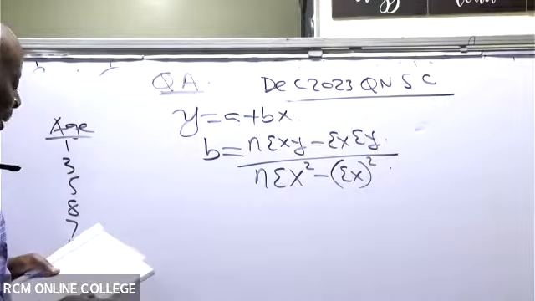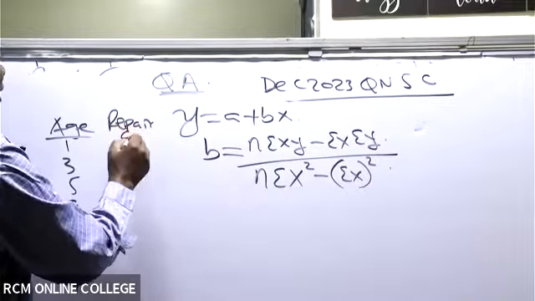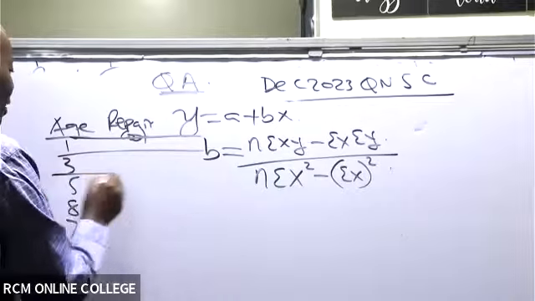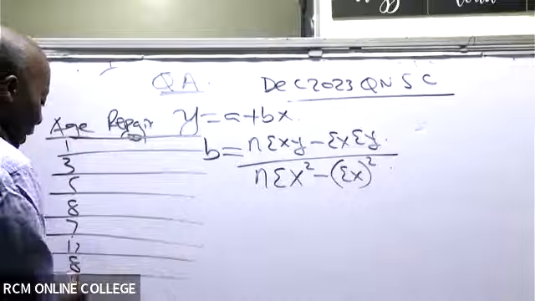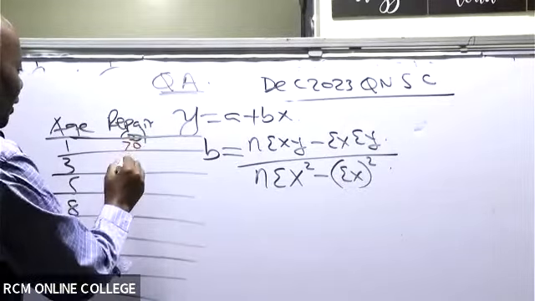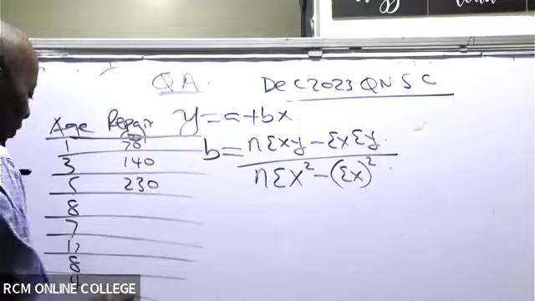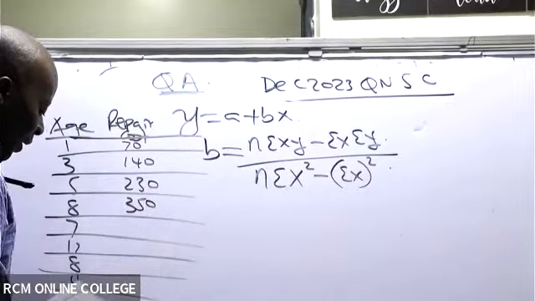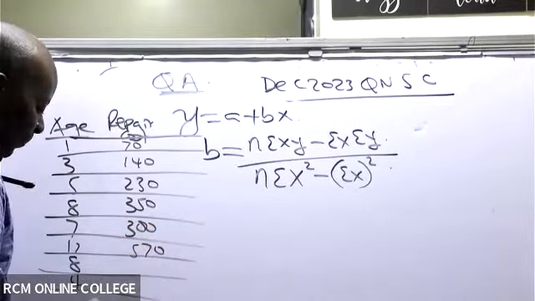And then we have a repair cost. What do we have here as our repair cost? The first one is 70. Then we have 140. Then we have 230. Then we have 350. Then 300, 570.